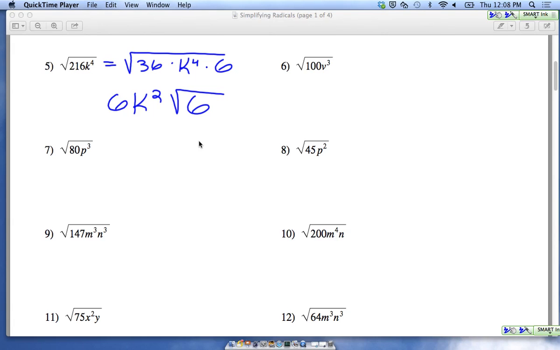Let's look at number 8. Number 8, 9 is the perfect square factor. P squared is a perfect square because 2 is an even number, and then you have the factor of 5. So if you write all of your perfect squares out the way I have, you don't have to do it this way, but it does make it simple to figure out what your simplified answer is. The square root of 9 is 3. The square root of p squared is p to the first, and then 5, not a perfect square, must remain under the radical symbol.